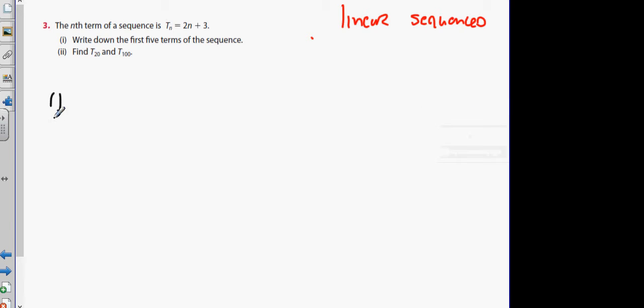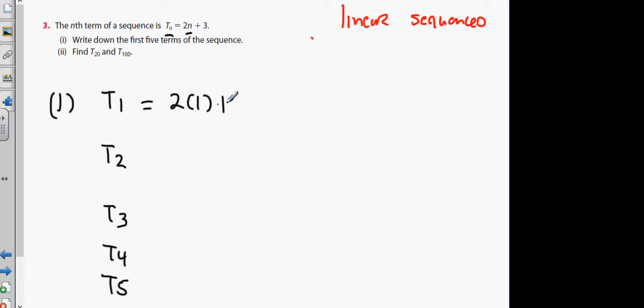So all you guys have to do is the following. You write down T1, T2, T3, T4 and T5. This tells you T1 is the first term, T2 is the second term, and T5 would be the 5th term. Anywhere you see n, replace it with the number you're using. So in the first one I'm using 1. This is 2 times 1 plus 3.